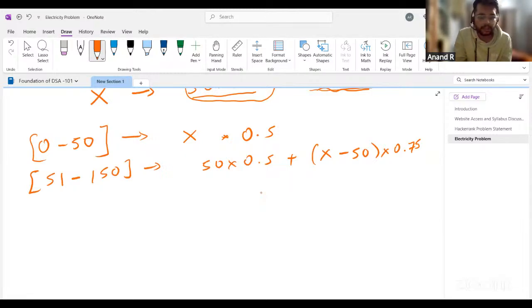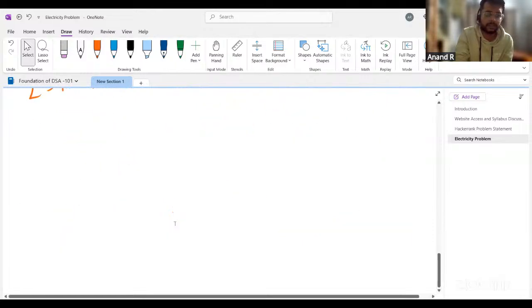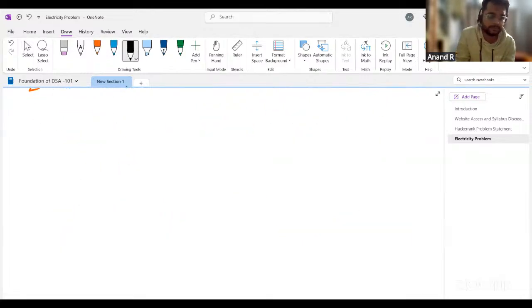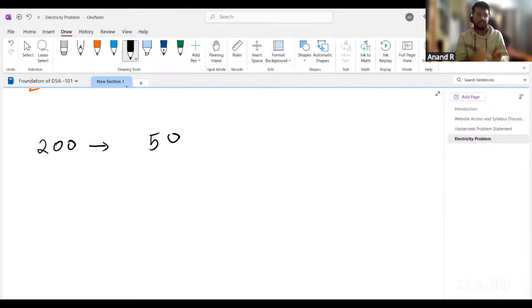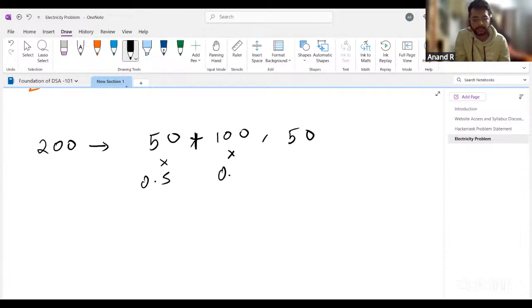Similarly, let's take an example and then we can come to the conclusion. If it is 200, can I break this 200 into three parts? The first part will be 50 because for the first 50 unit the cost is different, and the next 100 unit cost is different, and the remaining 50 unit the cost is different. So for the first 50 unit the cost is 50 into 0.5 plus 100 into 0.75, and for the last 50 unit the cost is 1.2. Agreed?